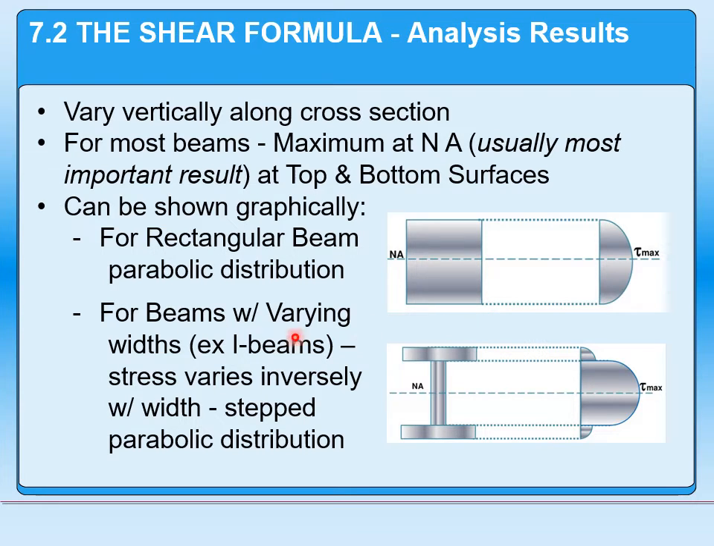So if we have a beam that varies in width, so for example, this is a simplified I-beam here, we're going to see that the stress is going to vary, again, inversely with the width. So it's going to be high here in the middle, where we have a very thin section, and then as it transitions to these two wider sections, we'll see it's going to step down. And again, the stress is still going to be parabolic, but a much lower level, because in this case, the force is distributed over a much bigger area.